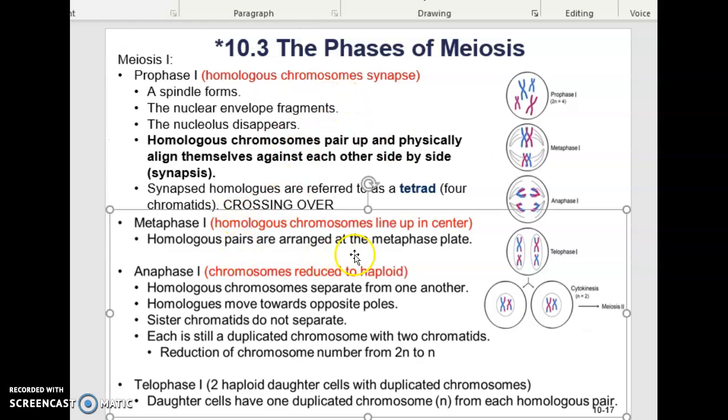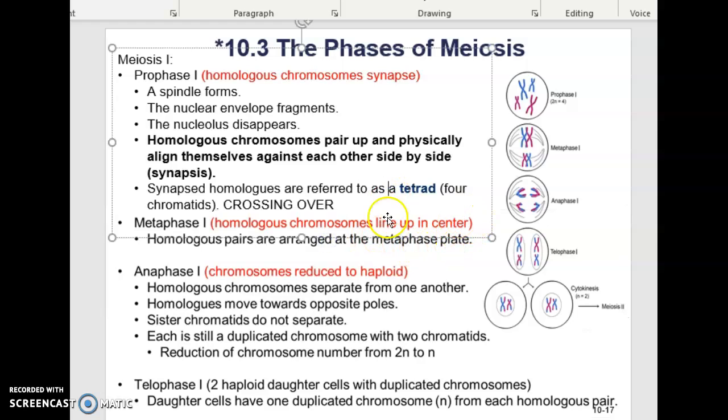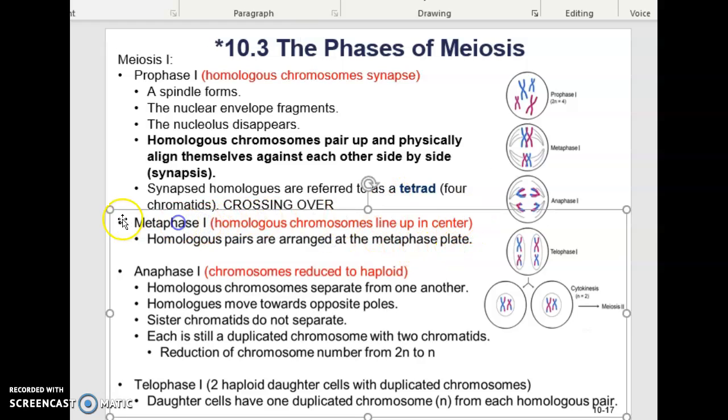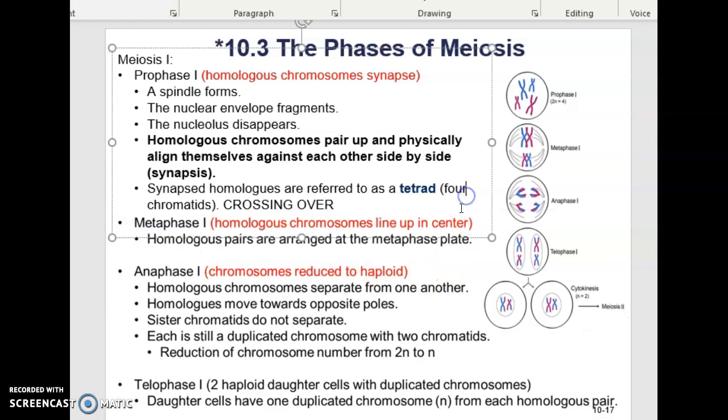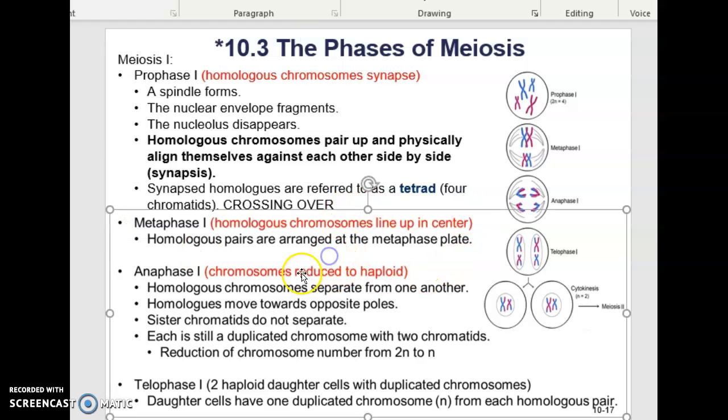Now in metaphase 1, that's where they're going to line up down the middle. I don't know why I can't write on here. Okay, so that's where it's going to line up down the middle in metaphase 1. For some reason I can't write it.